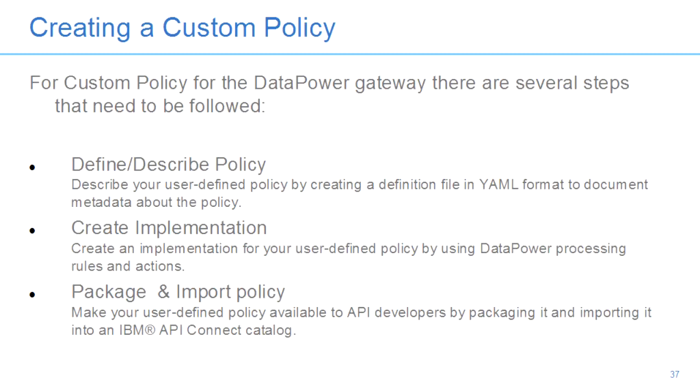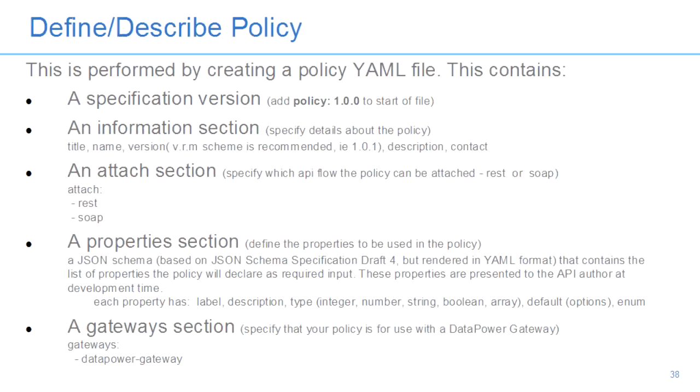So basically, you just need to be able to define and describe your policy, which is in the YAML format that I mentioned earlier. Then you need to go and create the implementation by using DataPower itself and going through creating your XSLTs and other bits and pieces there, and then exporting that information, packaging it in a zip file along with the YAML definition, and then you use that to import into API Connect.